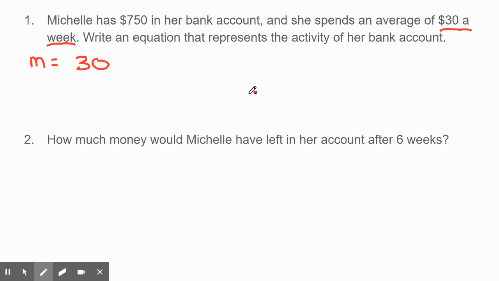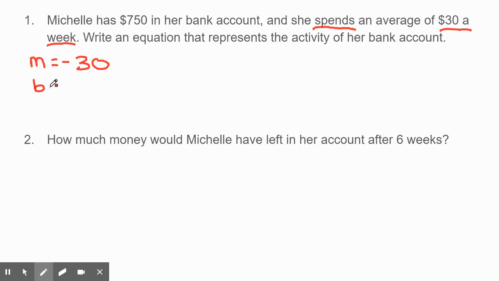But this problem is a little different because she spends an average. If you are spending, are we adding? No, if we're spending, we're losing. So m is going to be a negative number. m is negative $30.